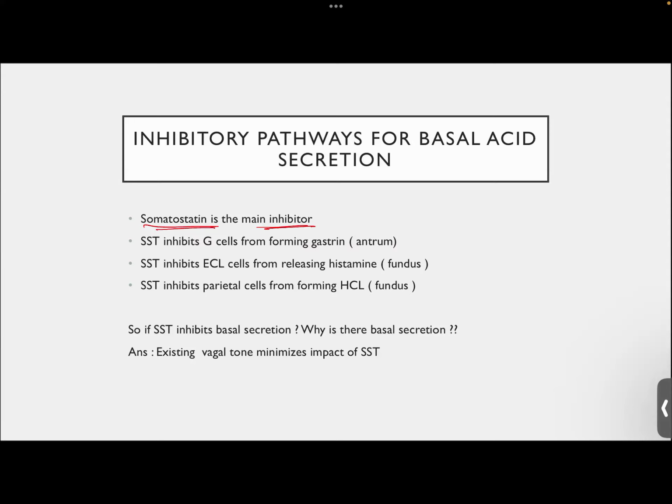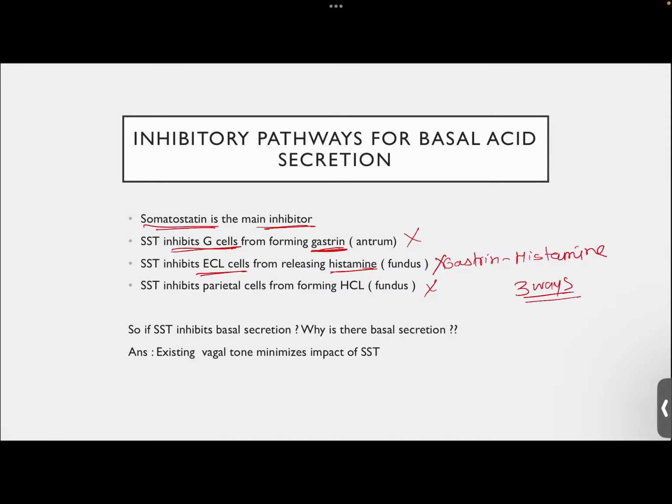The reason for this is obviously it inhibits G cells, which produce gastrin, and gastrin obviously leads to release of pepsin and HCl. So if gastrin is blocked, then so is hydrochloric acid. It also inhibits ECL cells from releasing histamine, which blocks the gastrin-histamine axis, right? Again, the gastrin-histamine axis eventually leads to the formation of hydrochloric acid, so this is blocked. It also inhibits parietal cells directly from forming HCl. So somatostatin inhibits it in 3 ways. There are 3 different pathways by which it inhibits the release of hydrochloric acid.